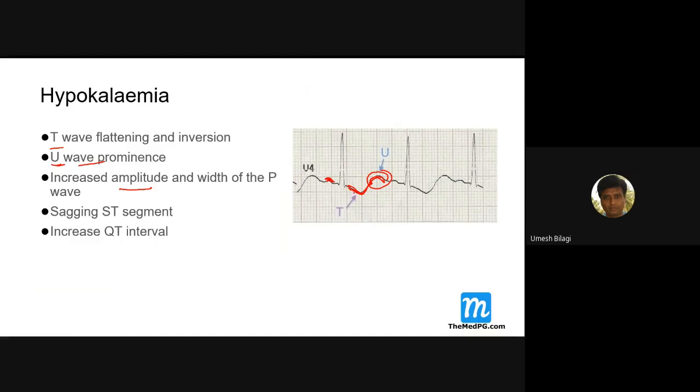Sagging of the ST segment. That means it has become like this. See, it is sagging. The ST segment is sagging, and there is an increase in the QT interval. I told you how it happens. The QT is calculated up till here, from here to here. Because of that, the QT becomes increased.